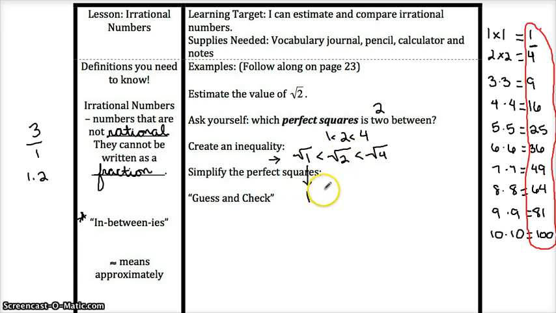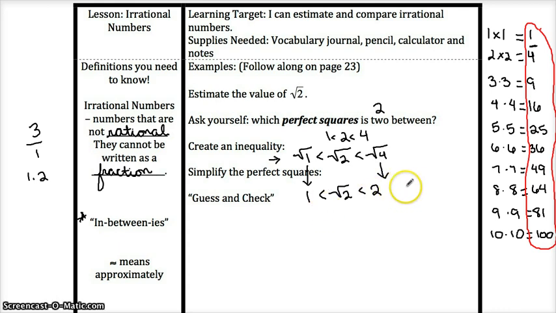We don't know what the square root of 2 is, so we're just going to leave it as the square root of 2. But we know what the square root of 4 is. The square root of 4 is 2. So we know from this process that the square root of 2 is going to be greater than 1 but less than 2. Or 1 is going to be less than the square root of 2, and the square root of 2 is going to be less than 2.